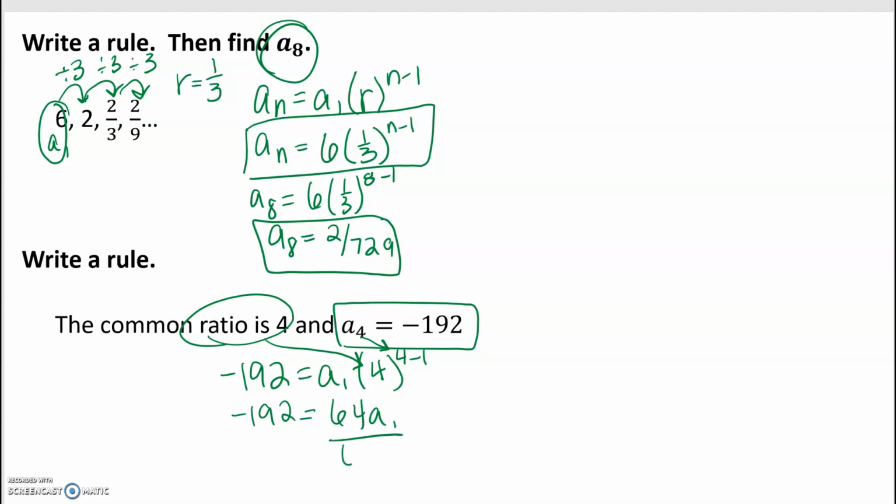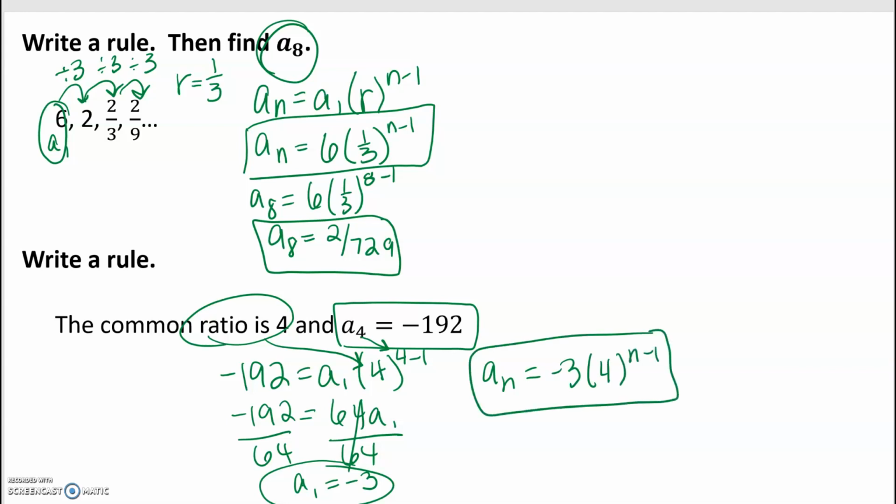And then I'm going to divide by 64 on both sides. So I get that my first term is negative 3. And then I'm going to take that and plug that back in to our rule, which says it's the first term times the ratio to the n minus 1 power. So that would be the rule for this sequence.